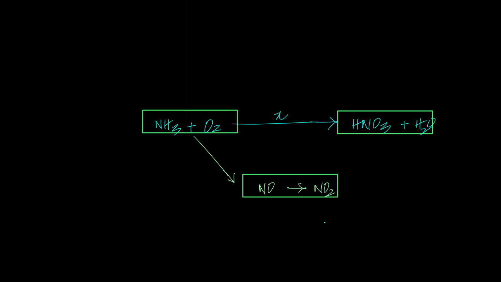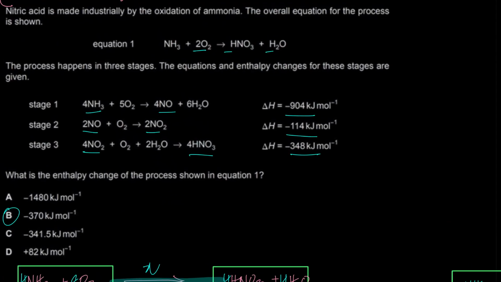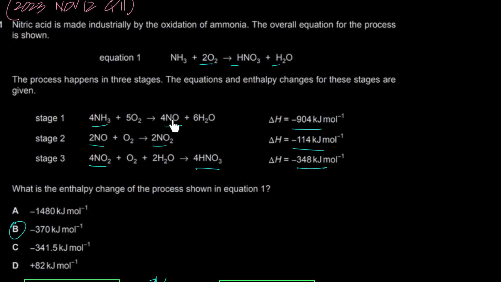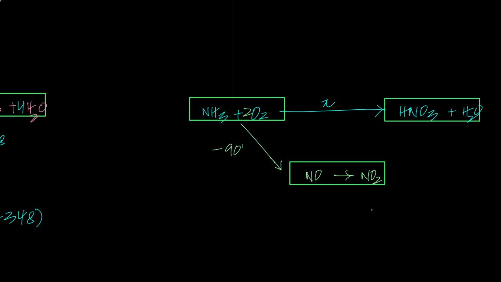NH3 going into NO, you now have to solve it for 1 of the entire reaction, right? Because these are 1 NH3 reacting with 2 O2s to give you HNO3 plus H2O. So I'm just going to play around with the enthalpy changes right here. The first starting point is 4 NH3 gives you 4 NO. The enthalpy change for this is minus 904, and this is for 4. You need it for 1, so divide this entire thing by 4. So for 1 NO forming, it will be minus 904 divided by 4.